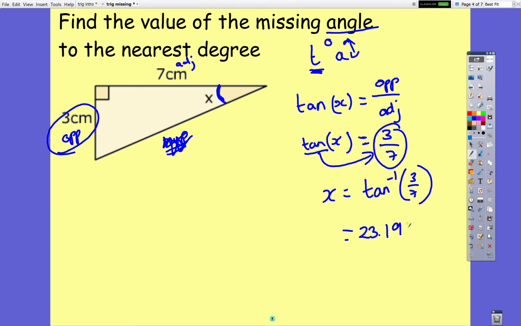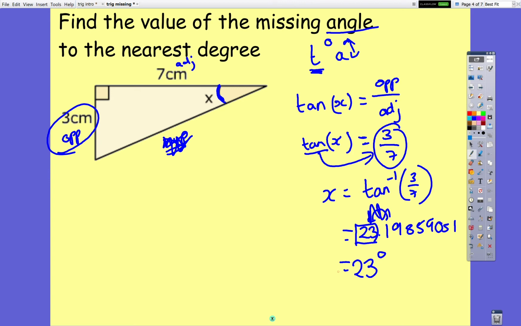23.19859051, or something along those lines. My handwriting's a bit dodgy on the other side here. So here, to the nearest whole degree, there's my nearest whole degree, next door neighbour is a 1, so it's not a high fiver, so we're just left with 23 degrees. Don't ask me why I wrote it that way.